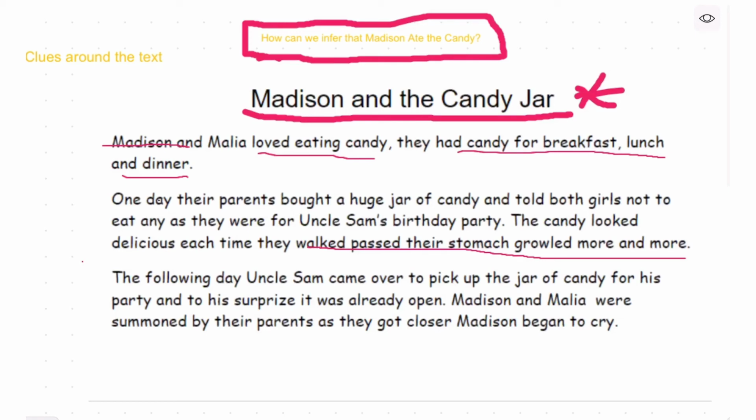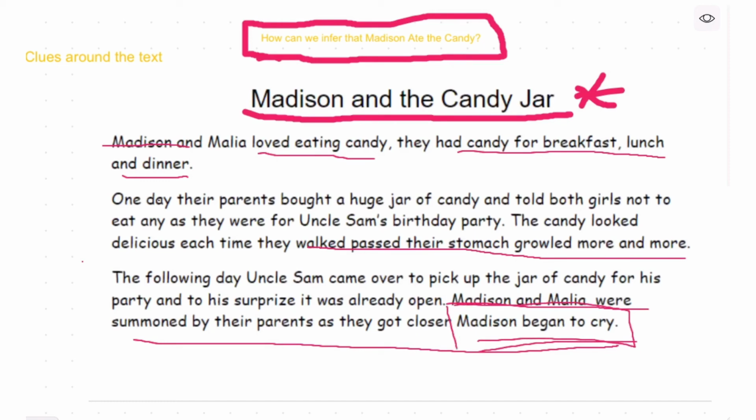And then once Uncle Sam came over to pick up the candy, both girls were called, but once Madison got closer, she began to cry. Now, the author did not tell us that Madison ate the candy, but the author gave us enough clues to say we can infer, we can make a guess, we can make an inference that Madison ate the candy because of the things that she did, the things that she said, and the way she acted. So, beginning to cry is a telltale sign right there to infer that. Why would she be crying if she did nothing wrong when her parents called her?